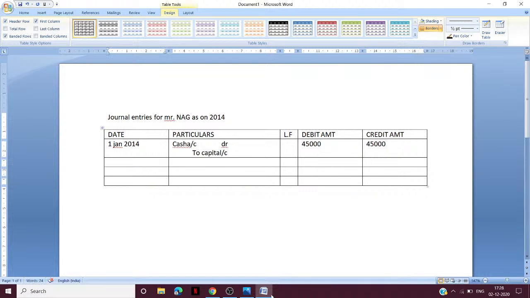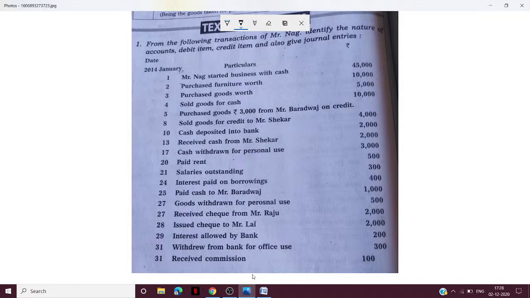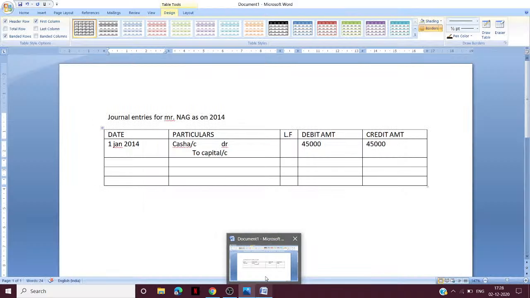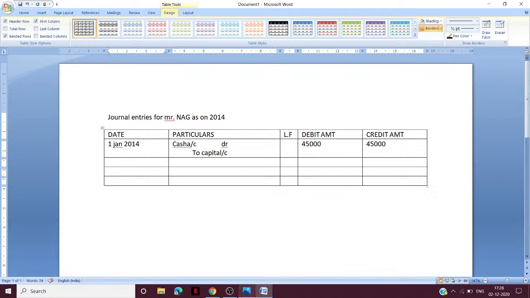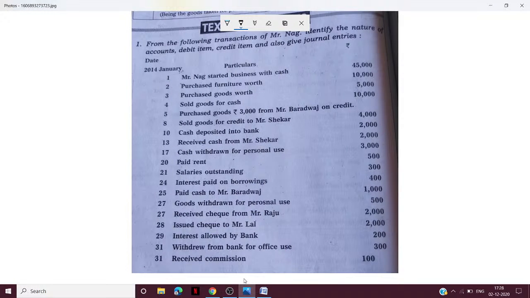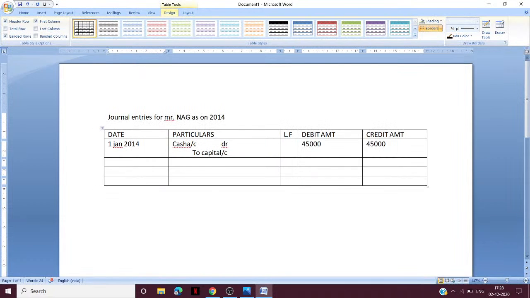Second transaction. Let us move to second transaction. Purchases furniture worth some amount. The transaction has taken place on 2nd January. So 2nd Jan, same date. Always remember purchases comes debit. That is the main logic here. Always purchases comes under debit side.